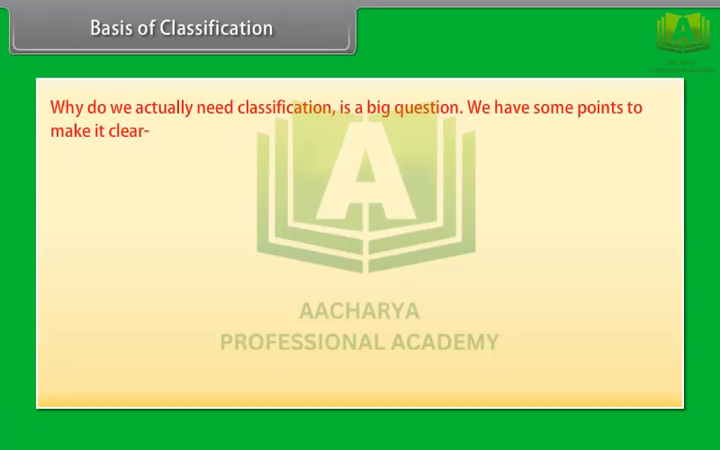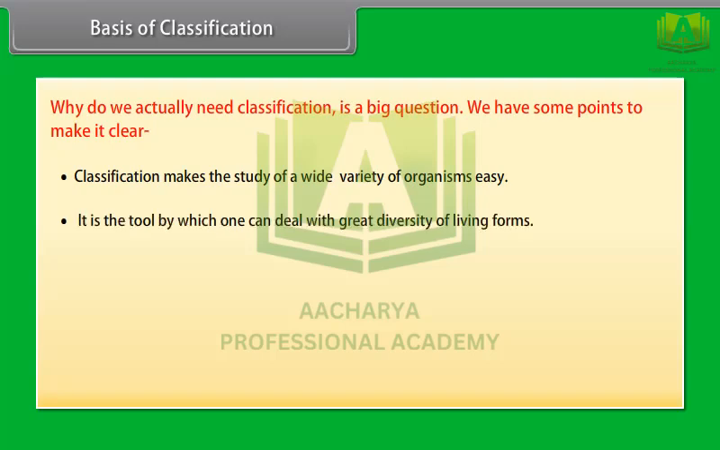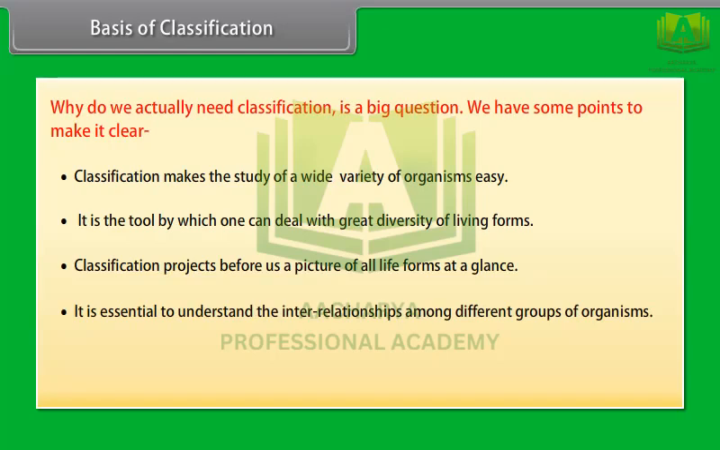Why do we actually need classification is a big question. We have some points to make it clear. Classification makes the study of a wide variety of organisms easy. Classification is the tool by which one can deal with the great diversity of living forms. Classification projects before us a picture of all life forms at a glance. Classification is essential to understand the interrelationships among different groups of organisms. Classification forms a base for the development of the other biological sciences.